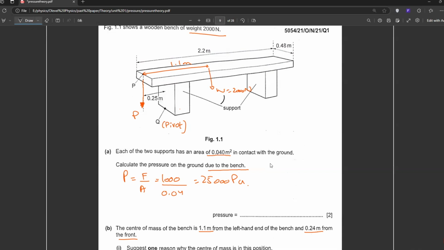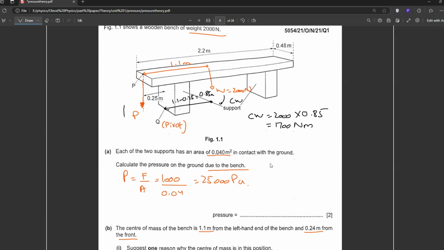If you can observe, this weight W is causing clockwise movements. This is a force of 2000 Newton at a distance of 1.1 minus 0.25. That equals 0.85. So there is a weight of 2000 Newton at a distance of 0.85. This is your clockwise moment. 2000 into 0.85 equals 1700. This is your clockwise moment of 1700 Newton meter.